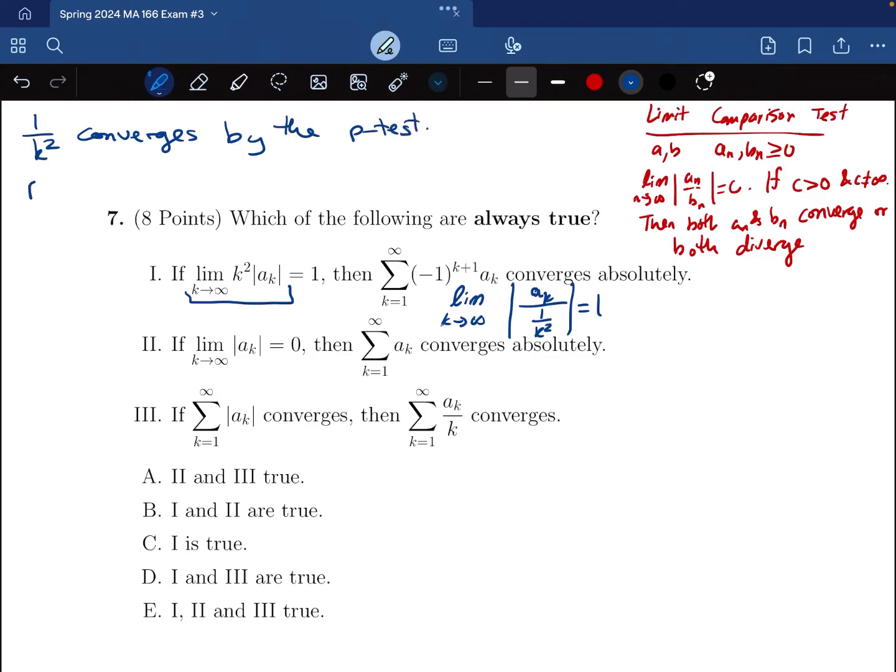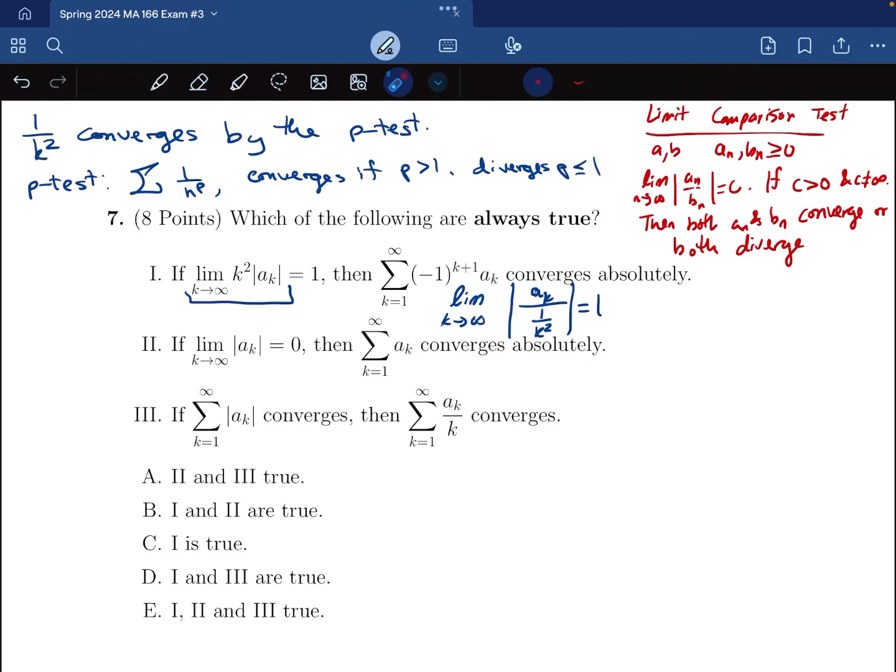Okay, the p-test states that if we have a series in the form 1 over n to the power of p, it converges if p is greater than 1, and diverges if p is less than or equal to 1. In this case our p is 2, so that's why 1 over k squared converges. So therefore we get that a_k converges.